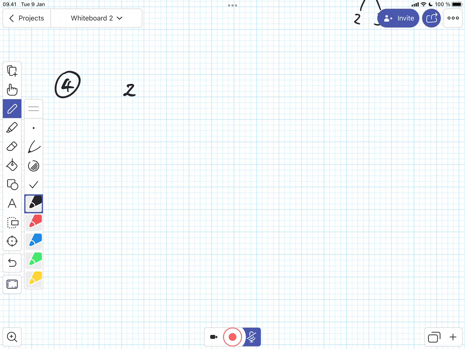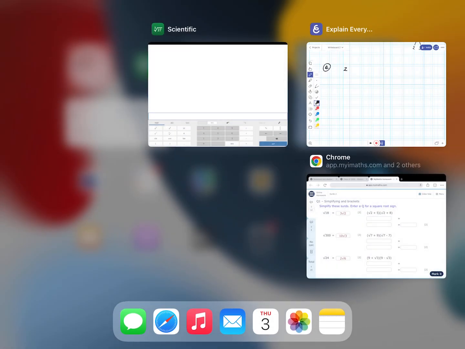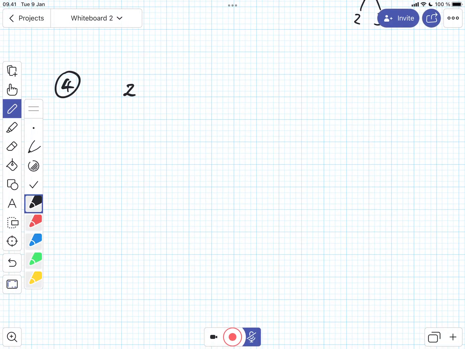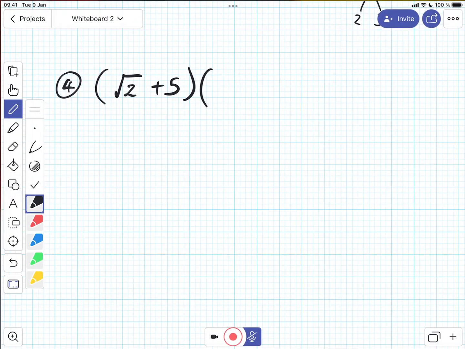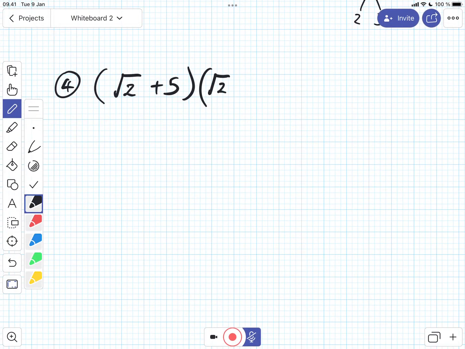Let's just check what that said again. Yes, root 2 plus 5 in brackets times root 2 plus 8. Well, when you've got two brackets multiplied together with various bits added up within them, you've basically got to multiply everything by everything.